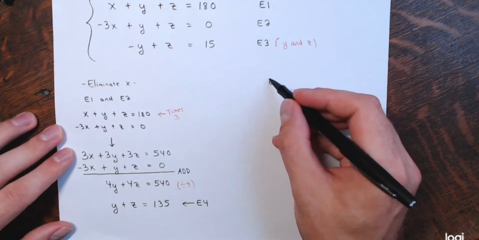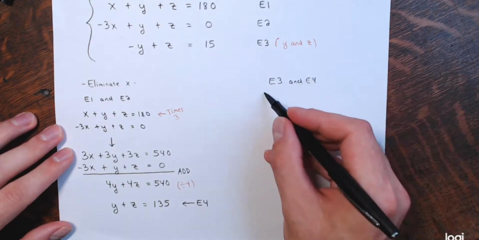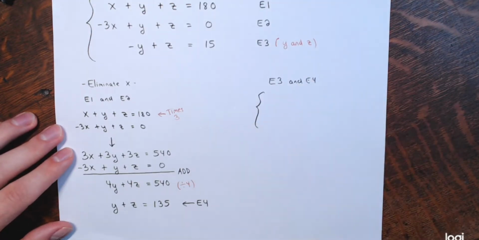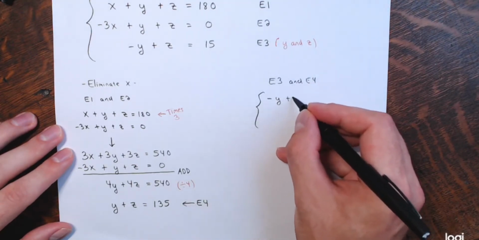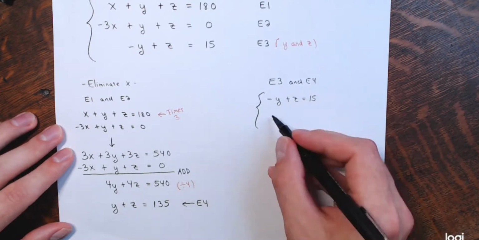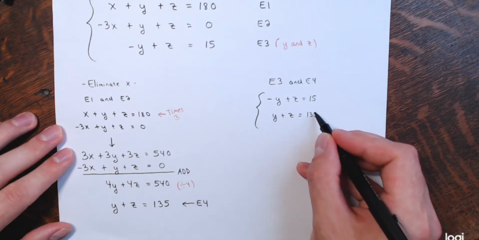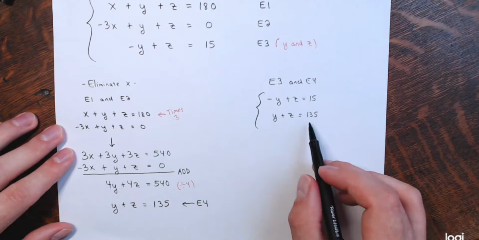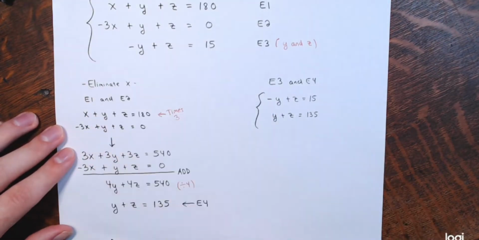Equation 4 has just y and z. So those two equations together, equation 3 and equation 4, they form a system of just two equations with two variables, which we should be able to solve. So equation 3, negative y plus z equals 15. Equation 4 here, y plus z equals 135. And I'm going to solve this system for y and z, and then go back to one of the equations, probably the first one again, and solve for x.